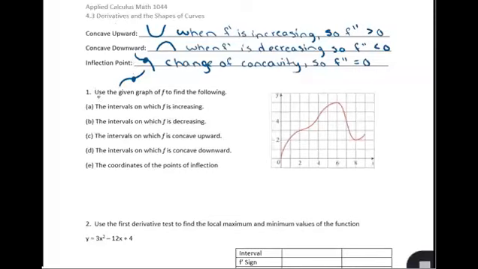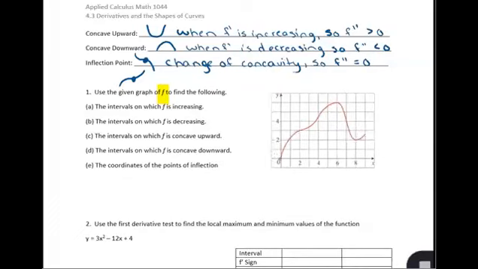In question 1, it says use the given graph of f. So this is just our original function f to find the following. In part A, we are looking for the intervals where f is increasing. If f is increasing, that means that we have a positive slope. It's like you're riding up the ski lift. You are increasing as you go.